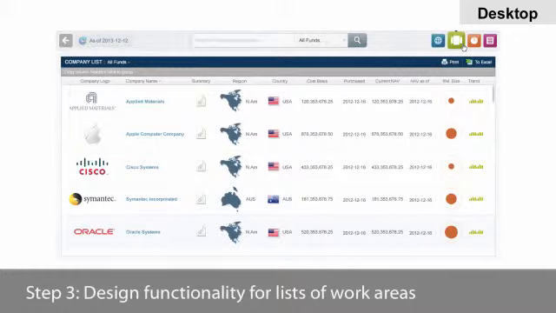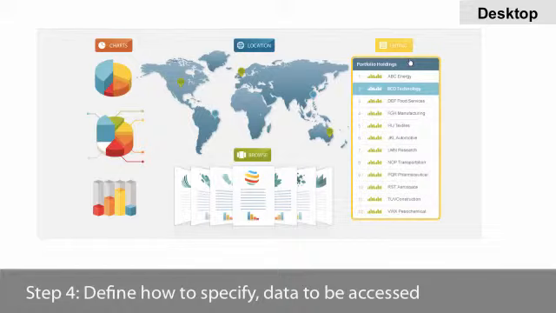Step 3 is define the functionality for lists of work areas. This can vary considerably across devices in terms of what you present and how it's presented. Step 4 is my favorite step, which is to specify how data will be accessed. In the world of big data, search and search results often doesn't work. This design point becomes an opportunity for significant innovation.